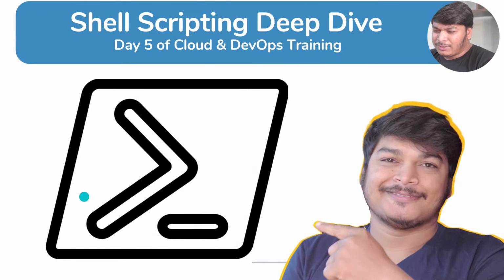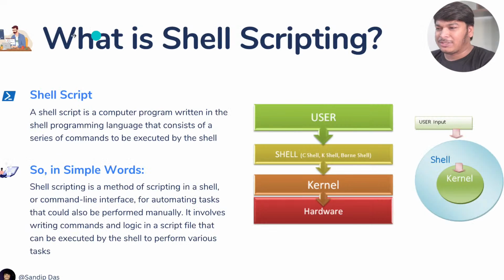We will start with the very basics of shell scripting. Okay. First, what exactly is shell scripting? So, a shell script is a computer program written in the shell programming language that consists of a series of commands to be executed by the shell. Now, in layman's terms, think about how you run Linux commands, right? Like cat, like ls, like cd to change directory, like pwd to know the present working directory, and such, right?